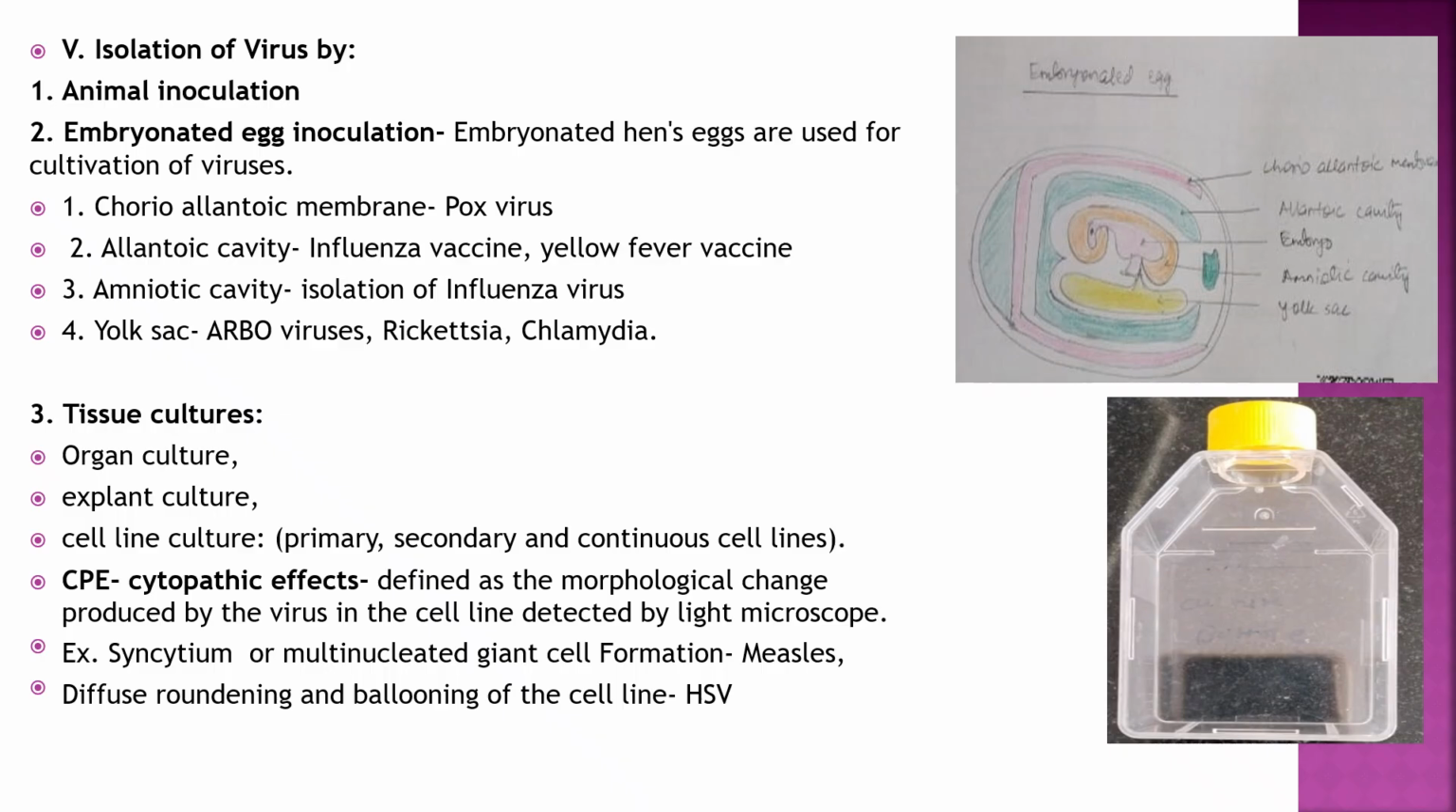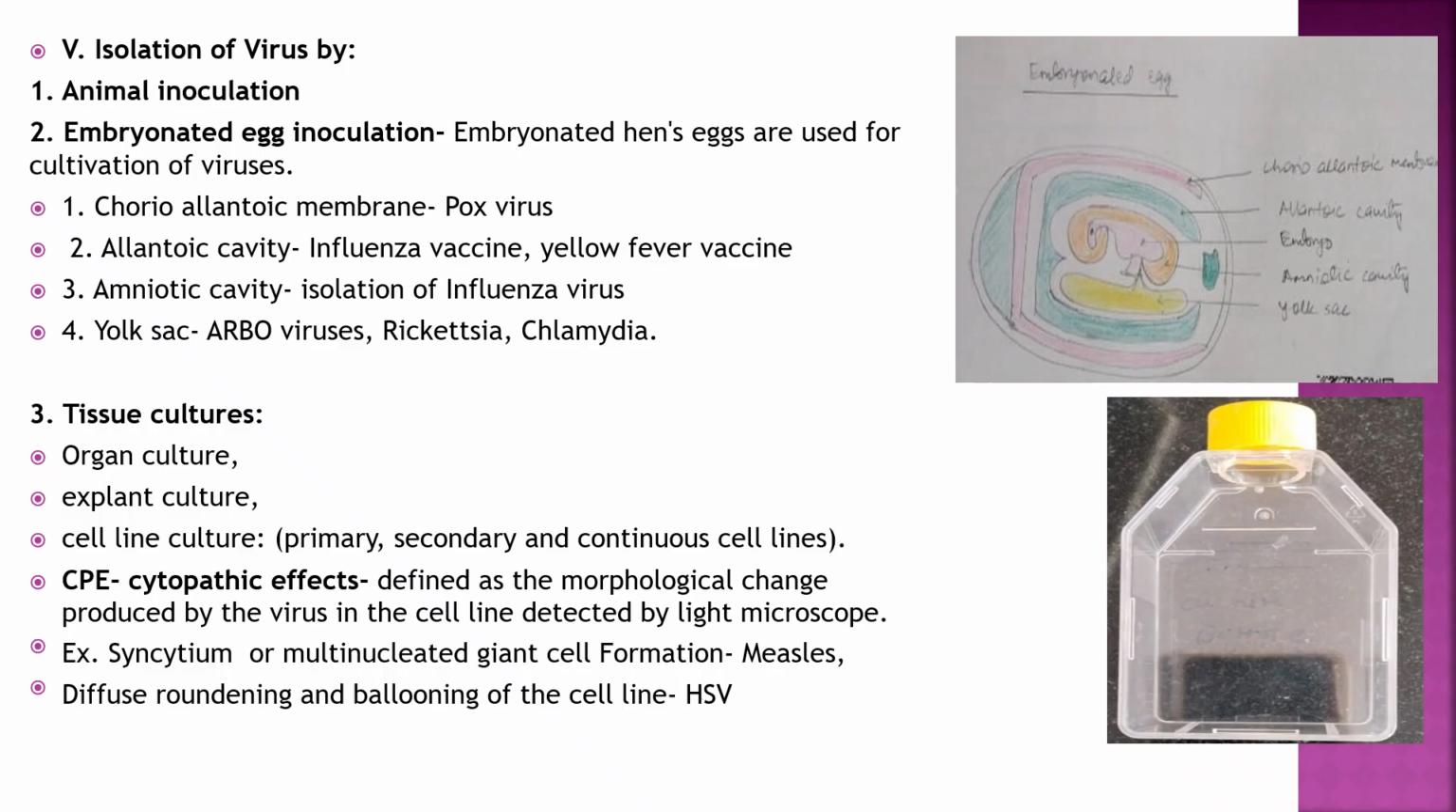Third is tissue culture, organ culture. Organ can be used. Then explant culture, that is parts of the organ, and cell line culture. Types are primary, secondary, continuous. In continuous, malignant cells are used so that they divide continuously. Then the growth is seen by cytopathic effects.